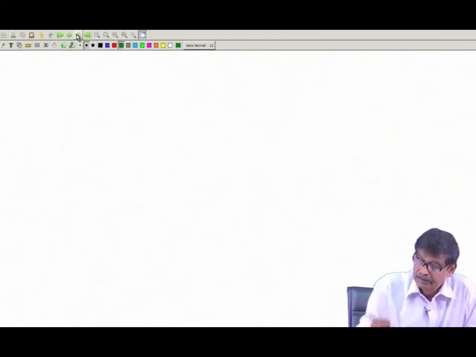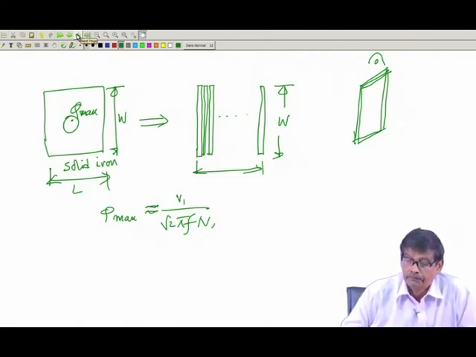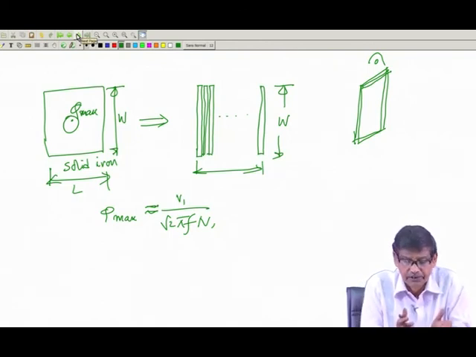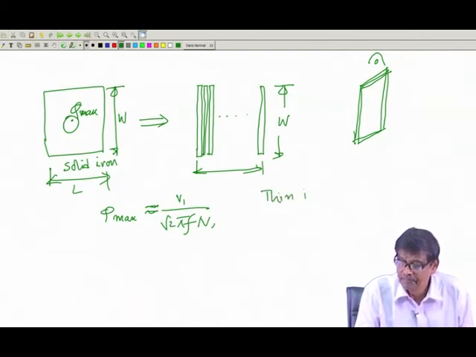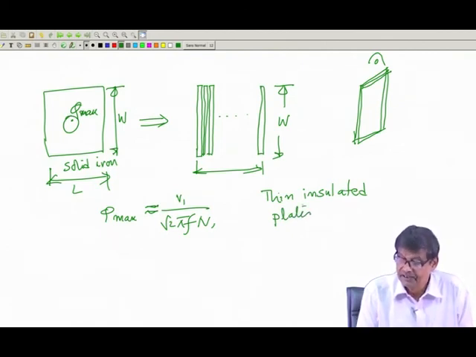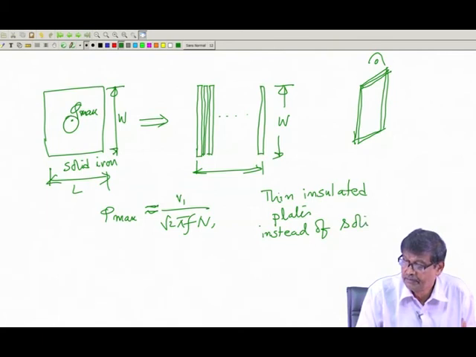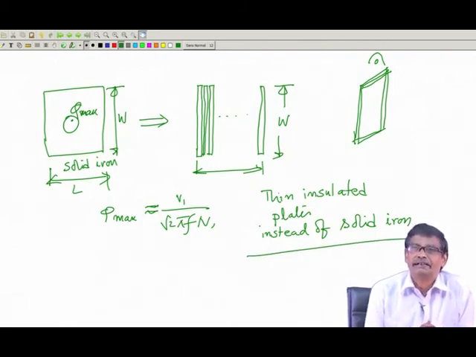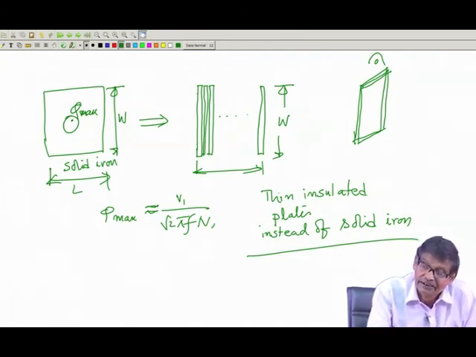Therefore, we will use these plates instead of using a solid iron; better to use thin insulated plates instead of solid iron. It will lessen the loss very much, because each plate is electrically insulated from each other.